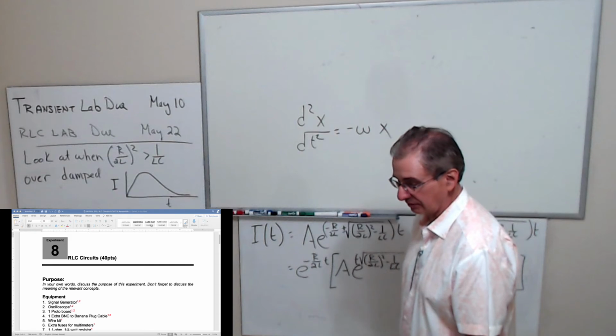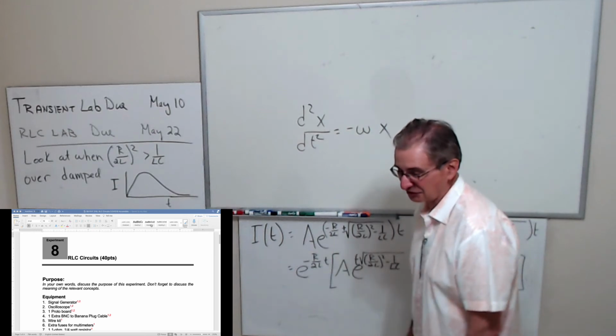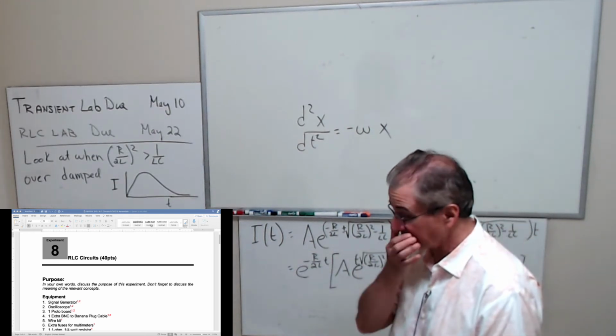What's the derivative of sine? Cosine. What's the derivative of cosine? Negative sine. There you go. Sinusoidal function. So it's basically, you've got to know your trig functions, right?